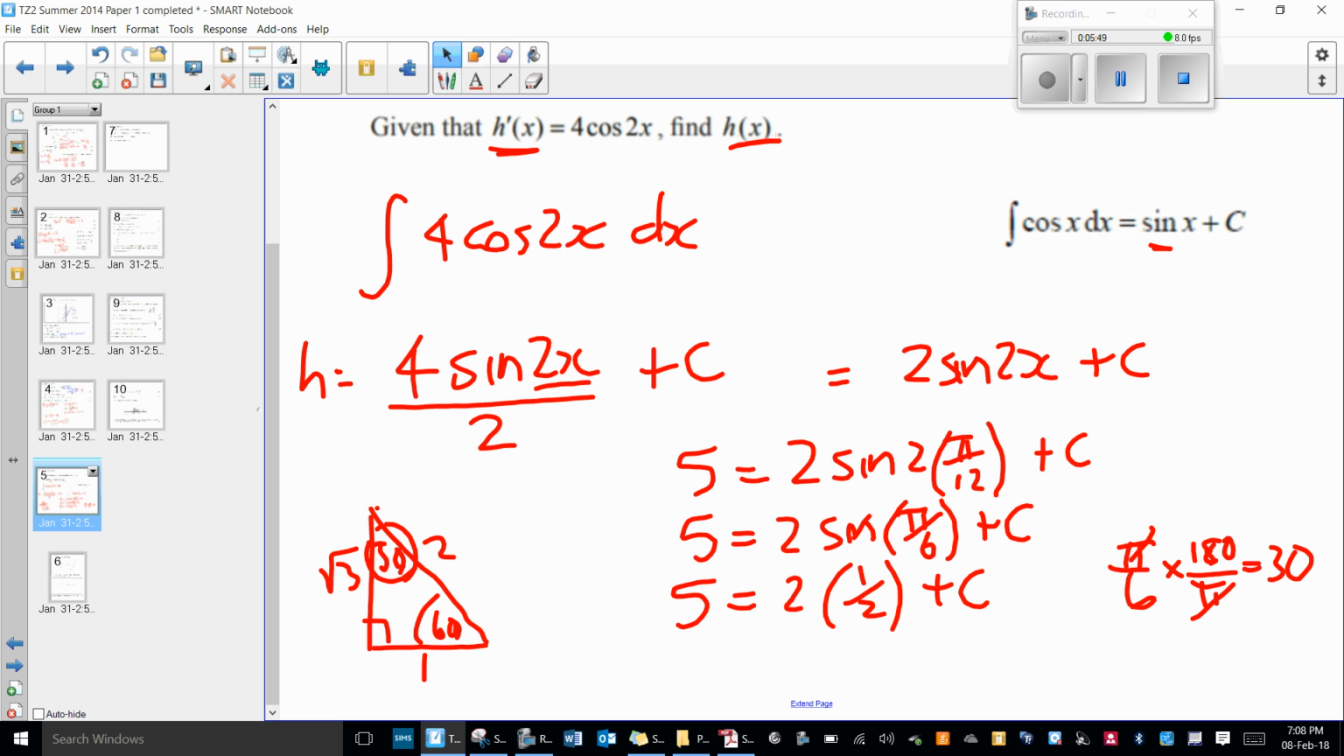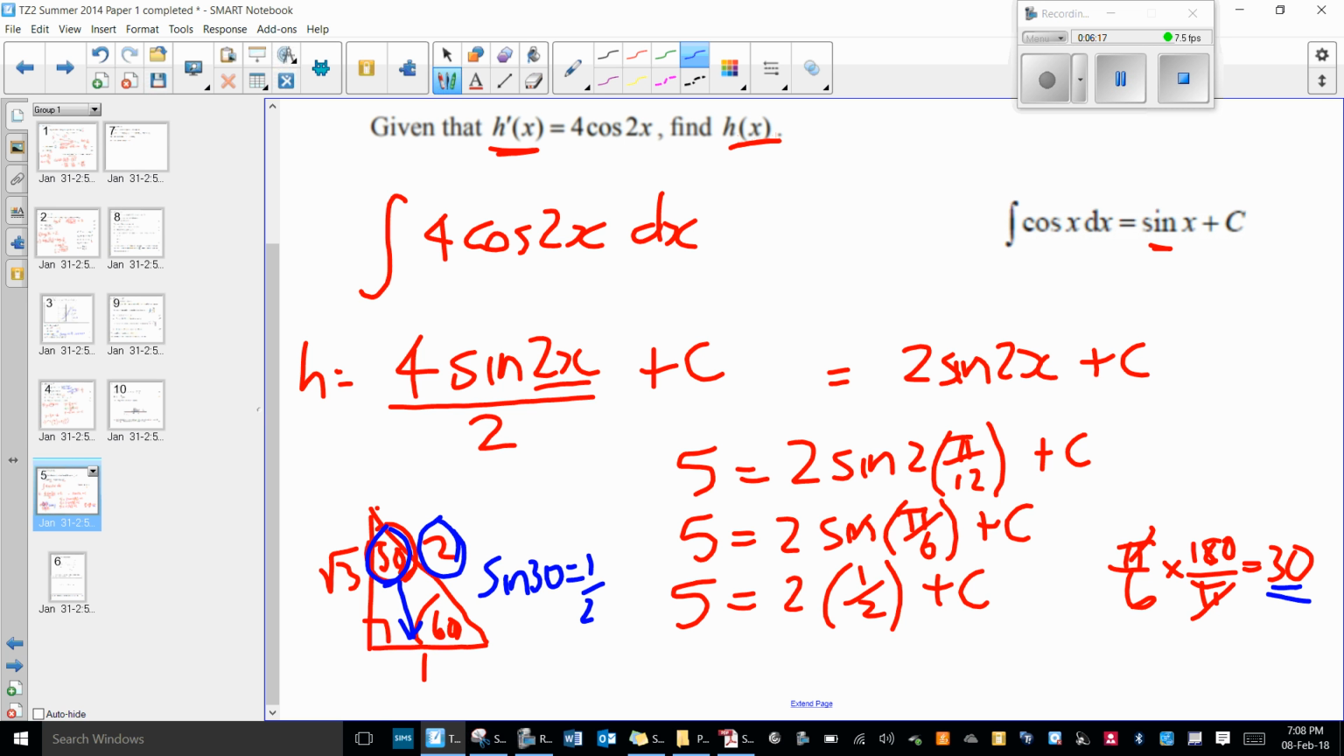Let me just go through that once more because I kind of said it quickly and I worry that you're not going to really follow that. So this is our angle 30 degrees, so the opposite length was 1 and the hypotenuse was 2. So that means the sine of 30 is 1/2. And we've just worked out that pi over 6 was equivalent to 30 degrees. So we know that the value is 2 times 1/2, because of this 2 here.